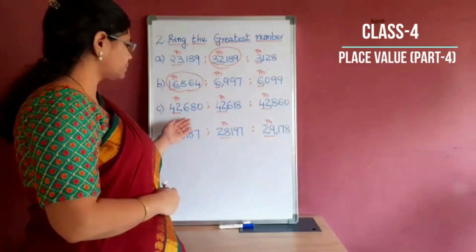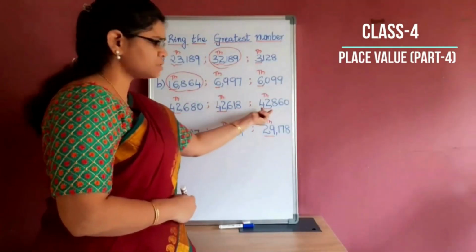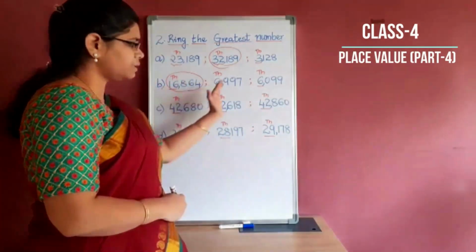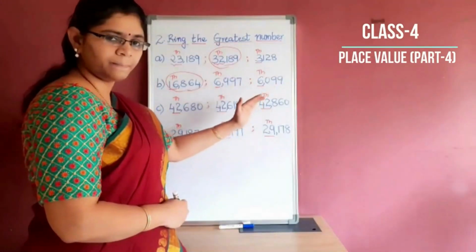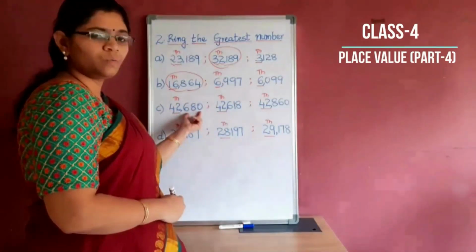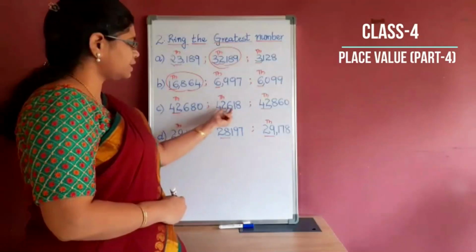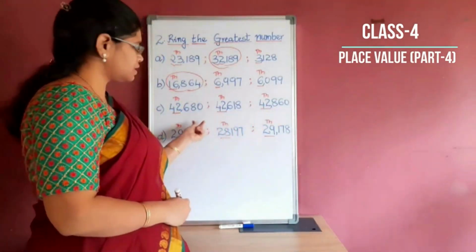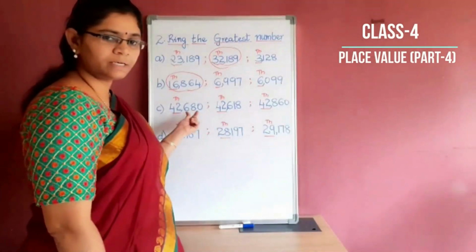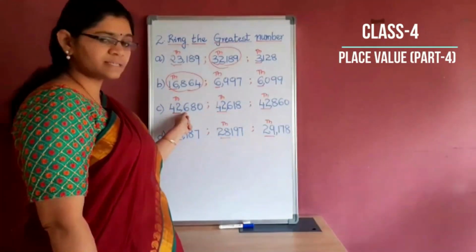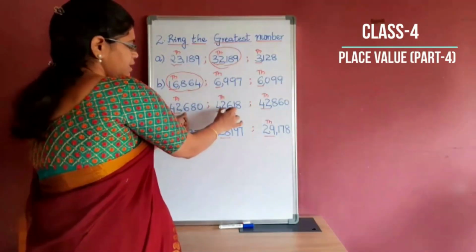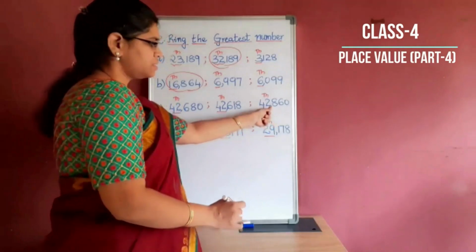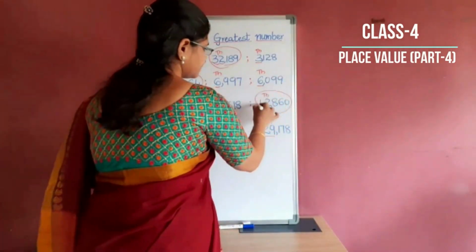Now see the third sum. 42,000, 42,000, 42,000. Here all are same. The number in the thousands period is same. Now let us check the ones period then. 680, 618, 860. Now see this, children. Which one do you feel is greater? Here we have 6 in the hundreds place. Here also we have 6 in the hundreds place. But here we have 8 in the hundreds place. So this number is greater.